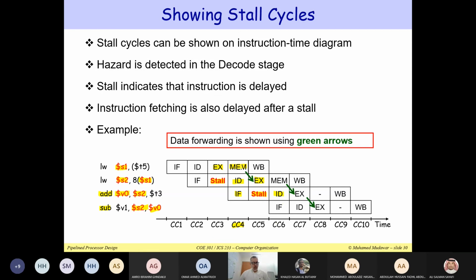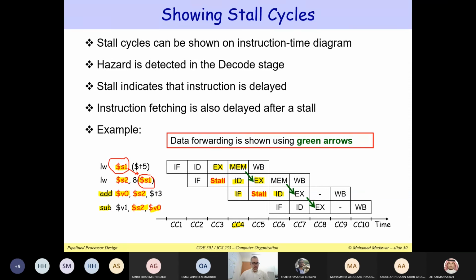So we are forwarding from the memory stage back to the execute stage. This is basically forwarding the value of S1. If I use my pen tool here, the value of S1 is forwarded from one load to the next load. Now it's forwarded to the execute stage because we would like to use the execute stage for address calculation in the case of a load instruction.